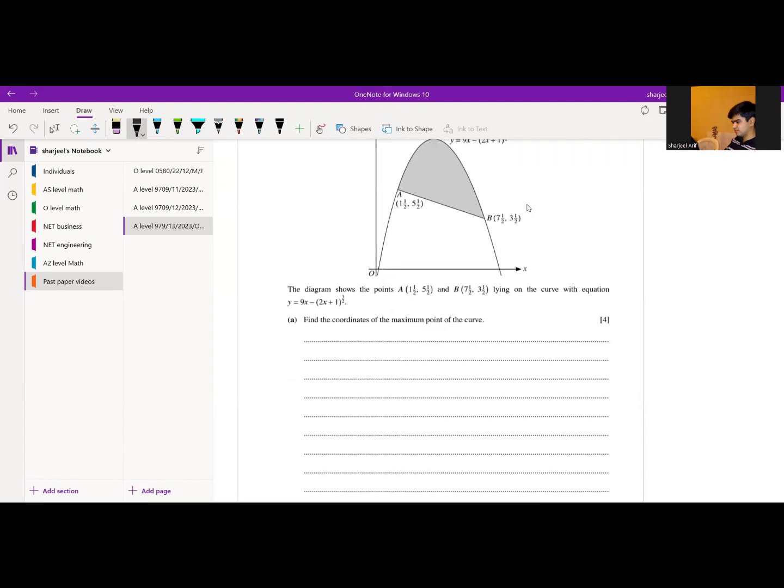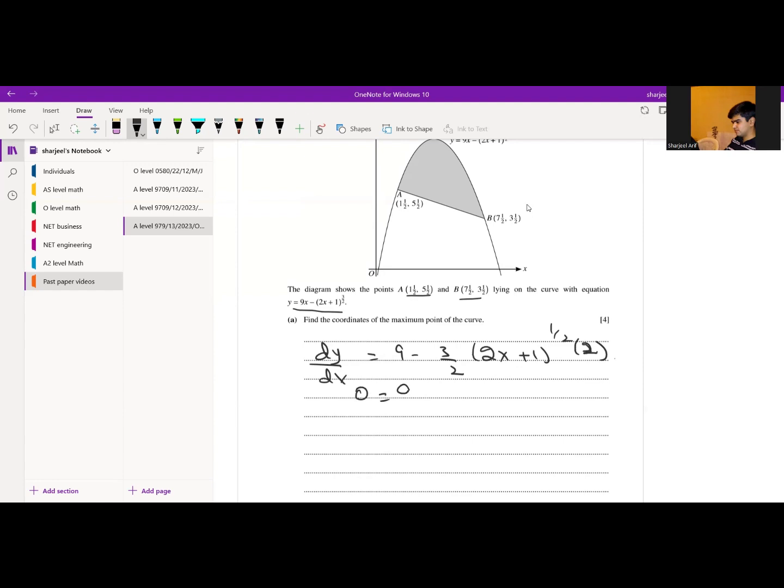So for question number 10 part A, we have y equals to 9x minus (2x plus 1) power 3 by 2, and A and B has coordinates (1/2, 5 1/2) and (7 1/2, 3 1/2). So we have to find the maximum point. So we have to take the gradient first. dy by dx will be equal to 9 minus 3 by 2 (2x plus 1) power 1 by 2 into 2.